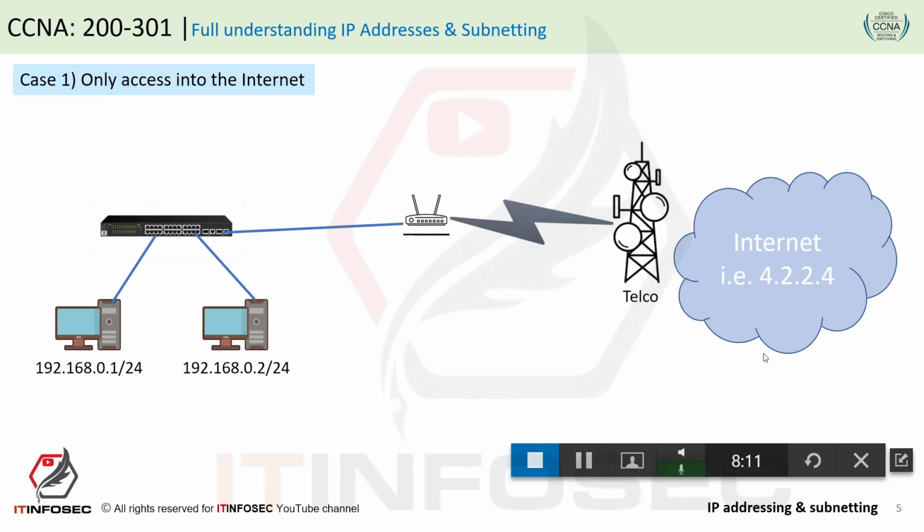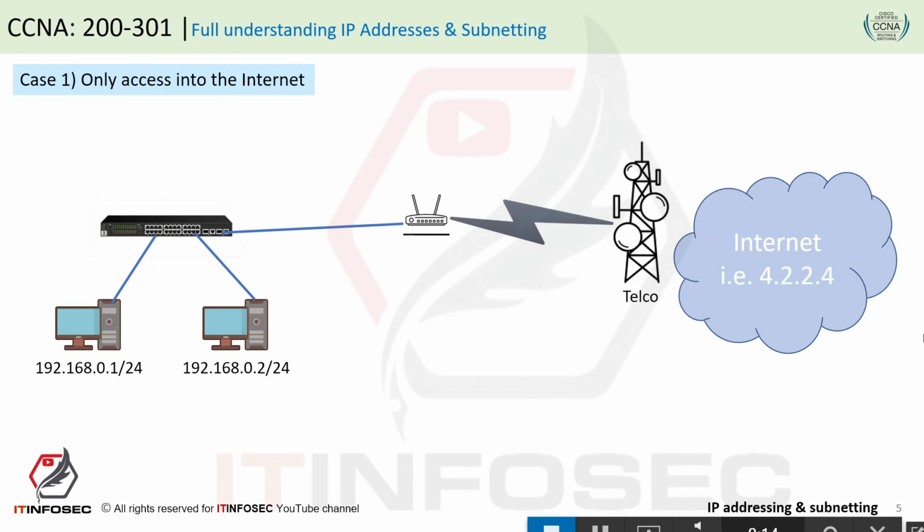At this point, what will happen? Our modem receives a public IP address, for example, in this slide, 172.172.10.1. My wireless modem has that, and the other side, 172.172.10.2, is for the telecommunication company or ISP, which provides the connection to the telco, and from that, by telecommunication routers to the internet, for example, IP address 4.2.2.4.